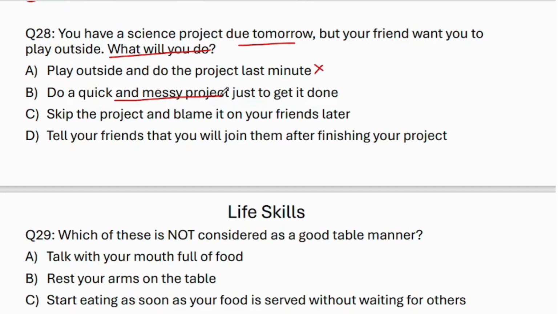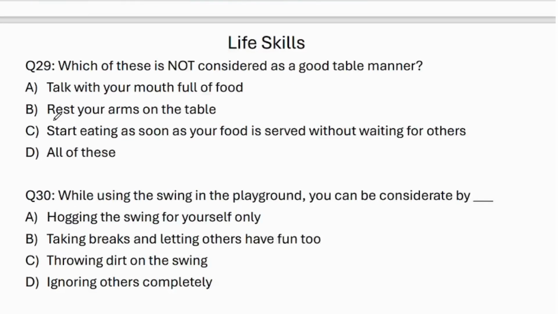Do a quick and messy project? No, of course not. Keep the project and blame it on your friends later? No, of course not. So this is the last option, which would be your answer. Let's read this. Tell your friend that you will join them after finishing your project. So this is the right option.